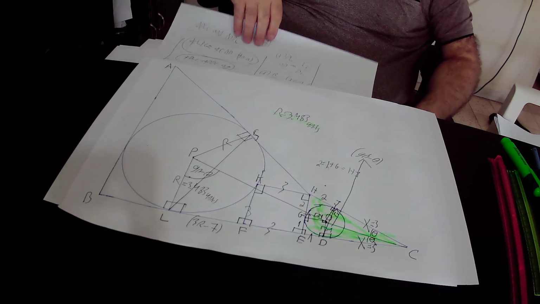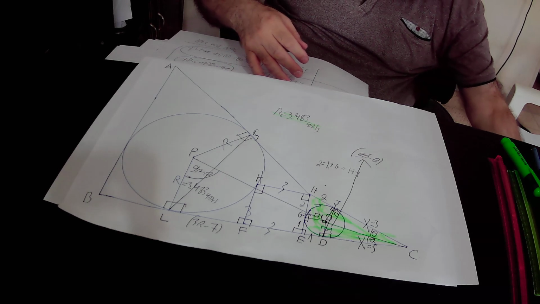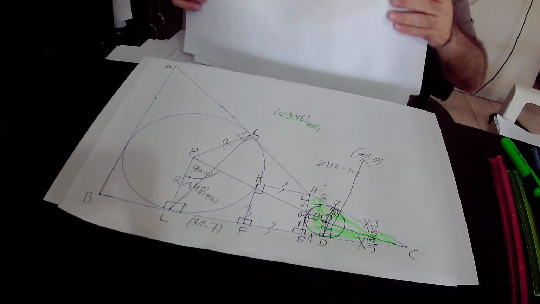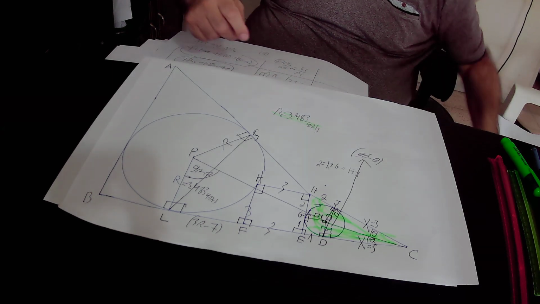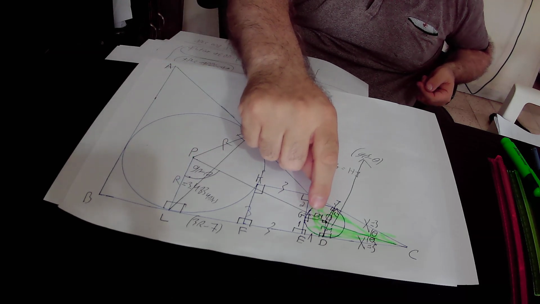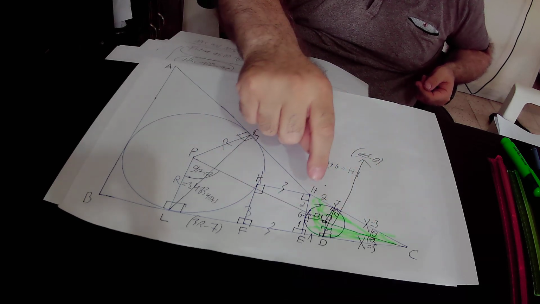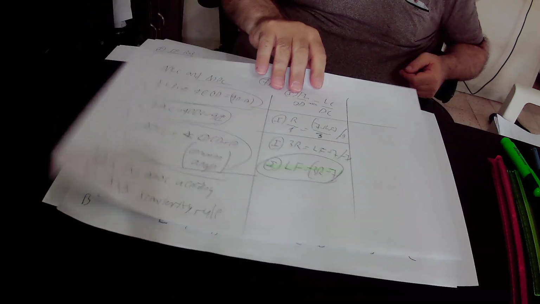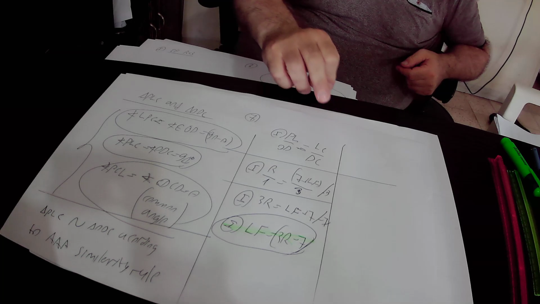And from the fact that those two triangles are similar to each other, we conclude that the following relationship exists between their sides. PL in the big triangle over OD in the small triangle is equal to LC in the big triangle over DC in the small triangle. Repeat again, we conclude that PL over OD equals LC over DC.